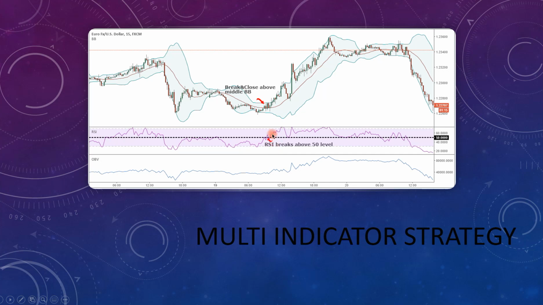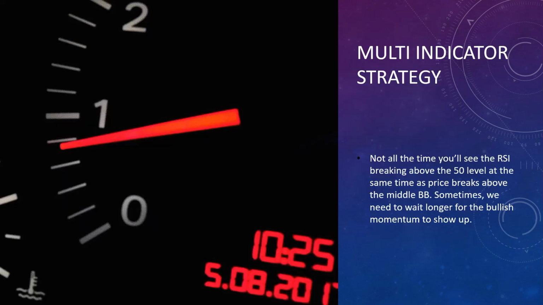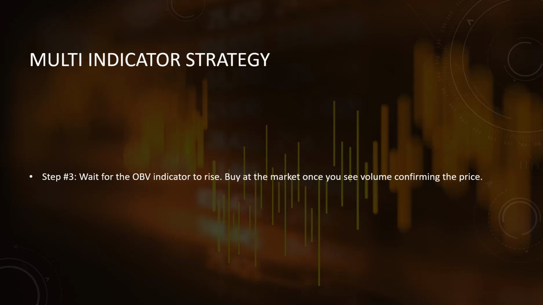So here we can see on our chart below, our price has moved above our 20-period moving average in the Bollinger Band. Our RSI breaks above the 50 level, which is the center between the 0 and 100. So we now have two indicators working together, but so far we don't have a story to tell. Not all the time you'll see RSI breaking above the 50 level at the same time as price breaks above the middle Bollinger Band. Sometimes we might need to wait longer for the bullish momentum to show up.